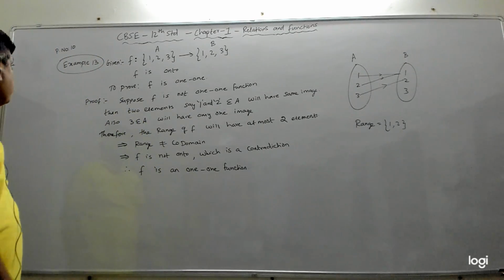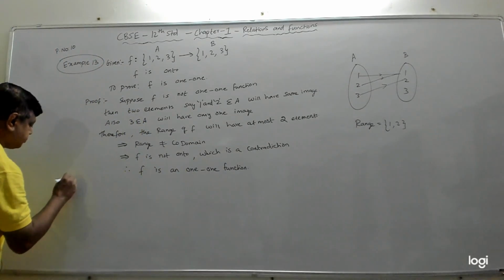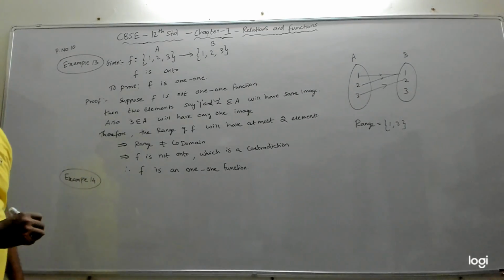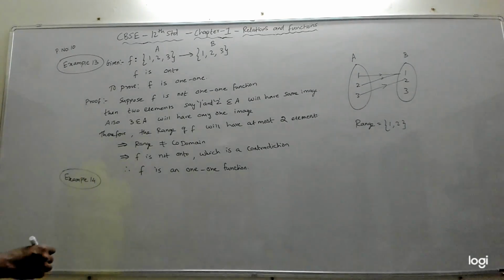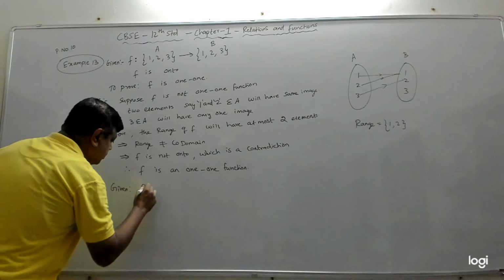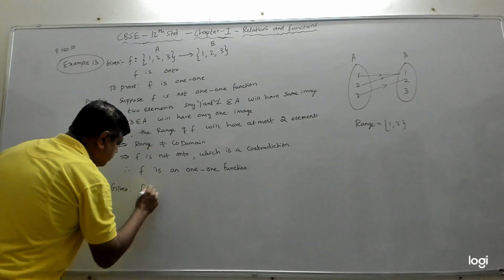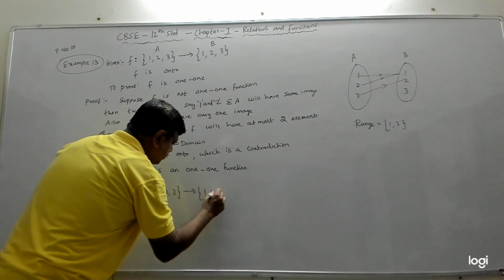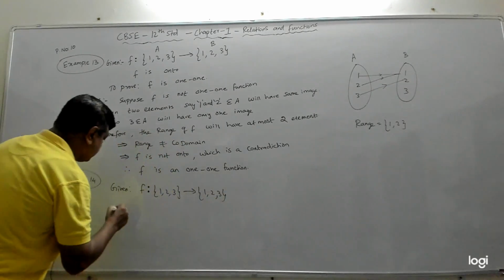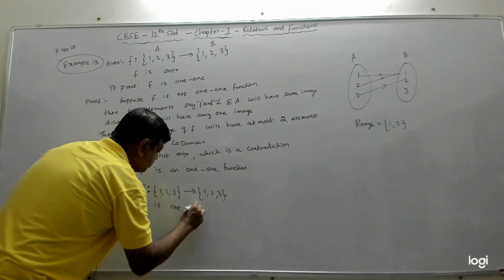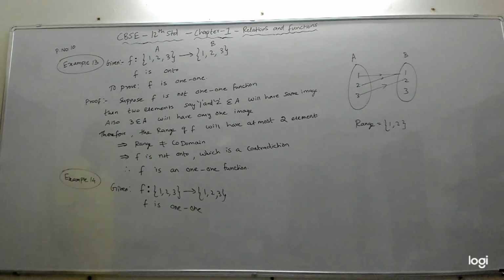Now we'll move on to example 14. It is given that again f is a function from {1, 2, 3} to {1, 2, 3}. So what is given in the question is f is a function from set {1, 2, 3} to set {1, 2, 3}, and such that f is one-to-one.